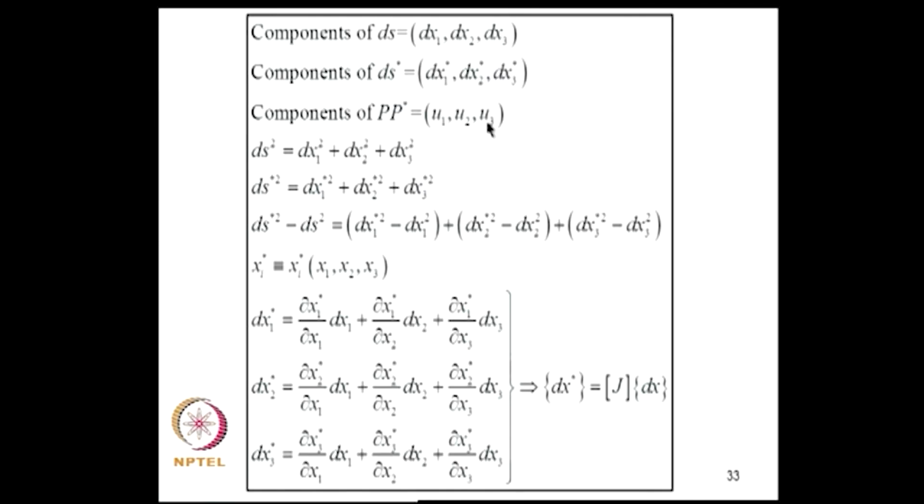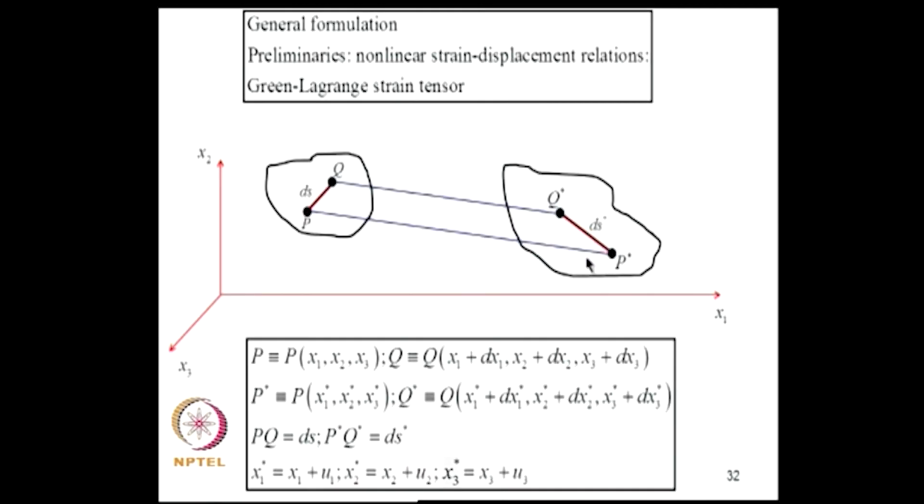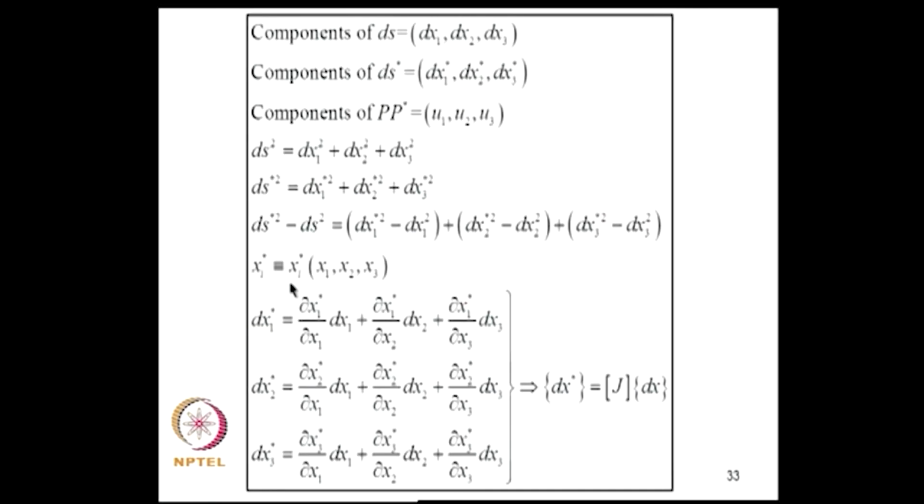So, if you now find the length squared, ds square is given by dx1 square plus dx2 square plus dx3 square. Similarly, the length ds star square is given by this. Now, you find the difference, and I get this equation. Now, each point in the deformed configuration is a function of the initial coordinates. So, I have xi star as a function xi star of x1, x2, x3. So, we are selecting x1, x2, x3 as a coordinate system, so the coordinate system is with respect to the undeformed geometry, and that is what we are doing.